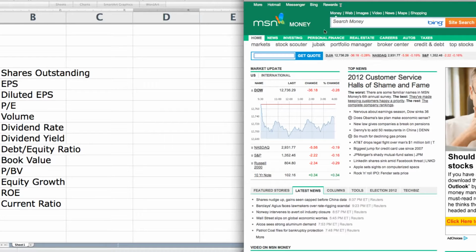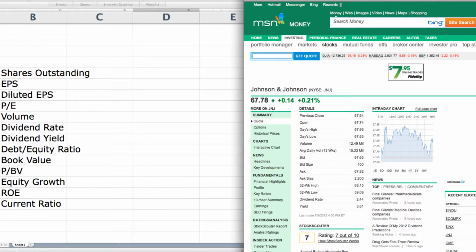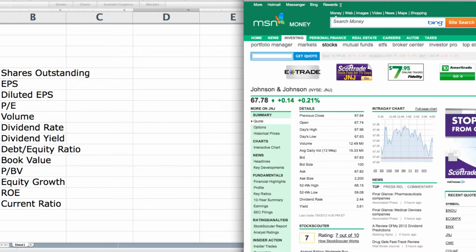Over on the right-hand side, I have MSN Money pulled up, and I'm going to go ahead and type in the ticker Johnson & Johnson. And for those of you following along with my book, this is the same ticker that I used for all the examples for the common stock terms, and it's also in the same order, so that might help you out as you go through it. So the first thing that we're going to start off with is the shares outstanding.